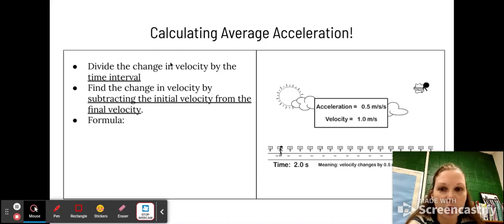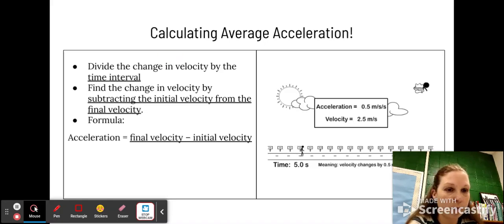So here's our formula. Sorry, I had to do this a little differently because I can't put equations on here well. So acceleration is final velocity minus initial velocity over the time. And with symbols, it looks like this: V final minus V initial over time.